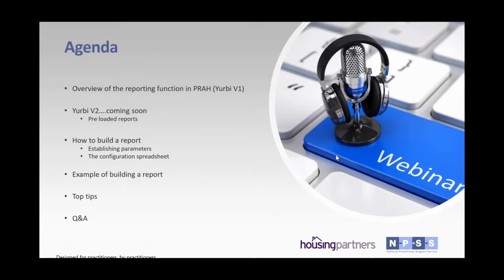So today we're going to look at the overview of the reporting function in PRA. So currently YRBI version 1. We're going to talk to you and show you reports in YRBI version 2, because that's what we're going to be using moving forward. Rich and Dawn are then going to show you how to actually build a report. And we're going to finish with some top tips, just some bits and pieces that we think would be useful for you when you're building your own reports. And then finally we'll finish with a Q&A, and if there's anything that we haven't covered and we've got time, we'll cover it on the webinar. If we haven't, we'll pick it up in the email that we send back to you with all questions covered.